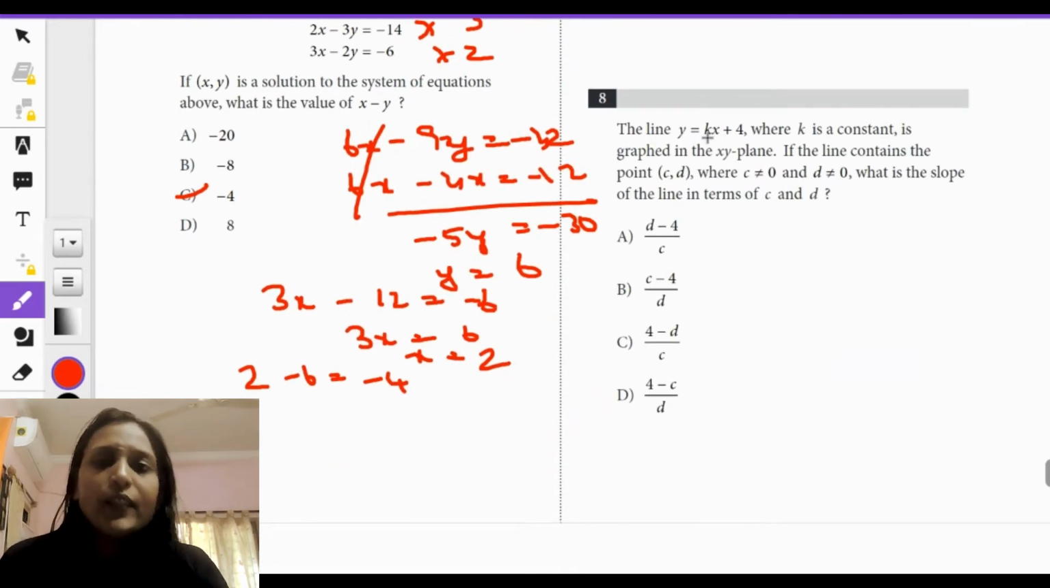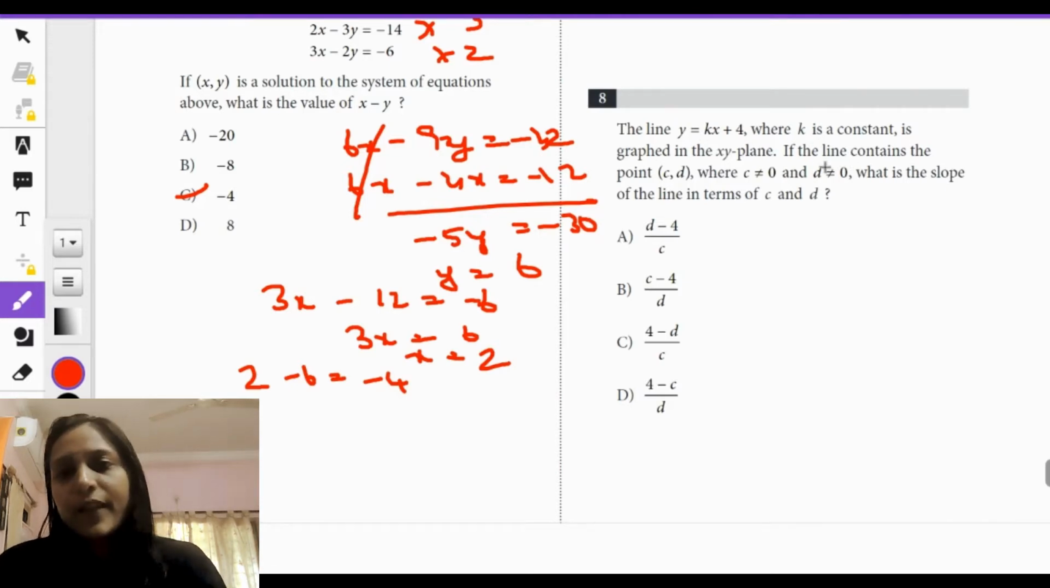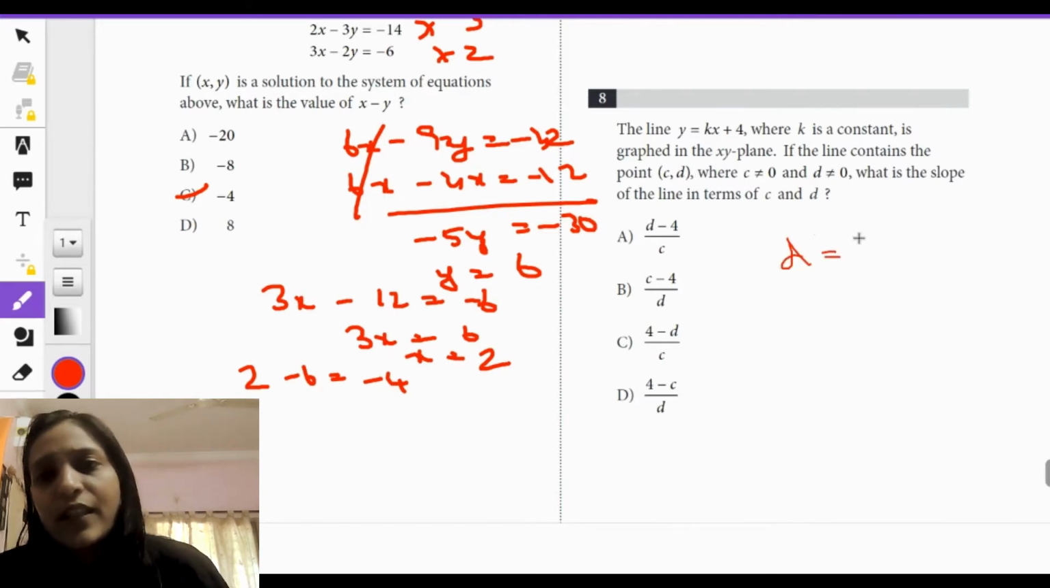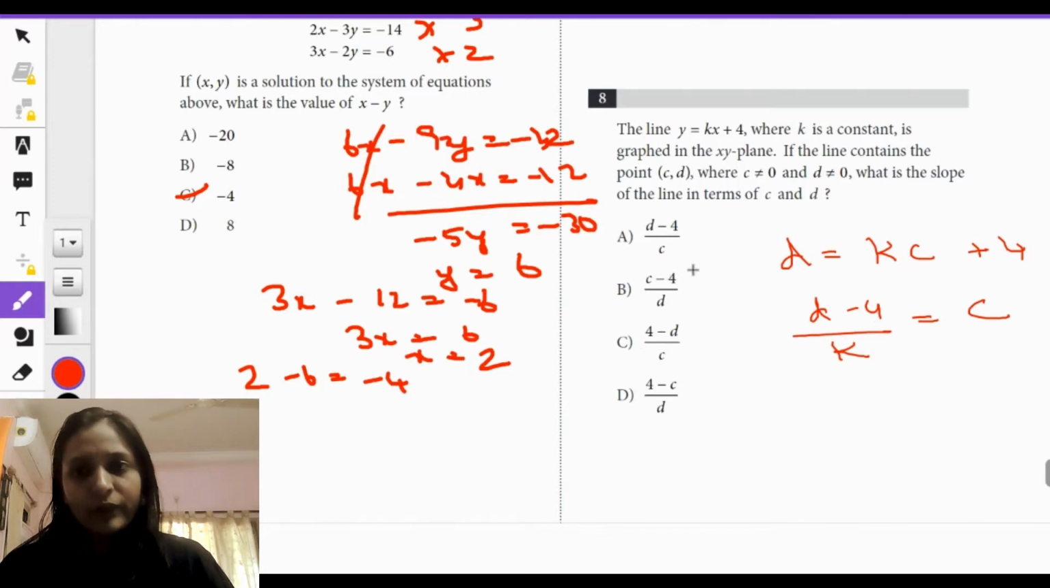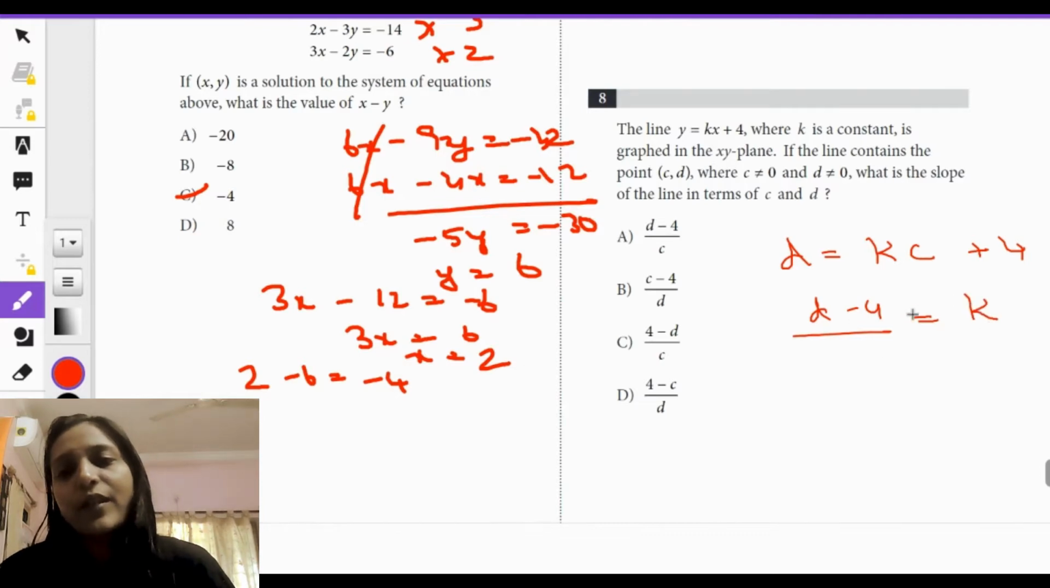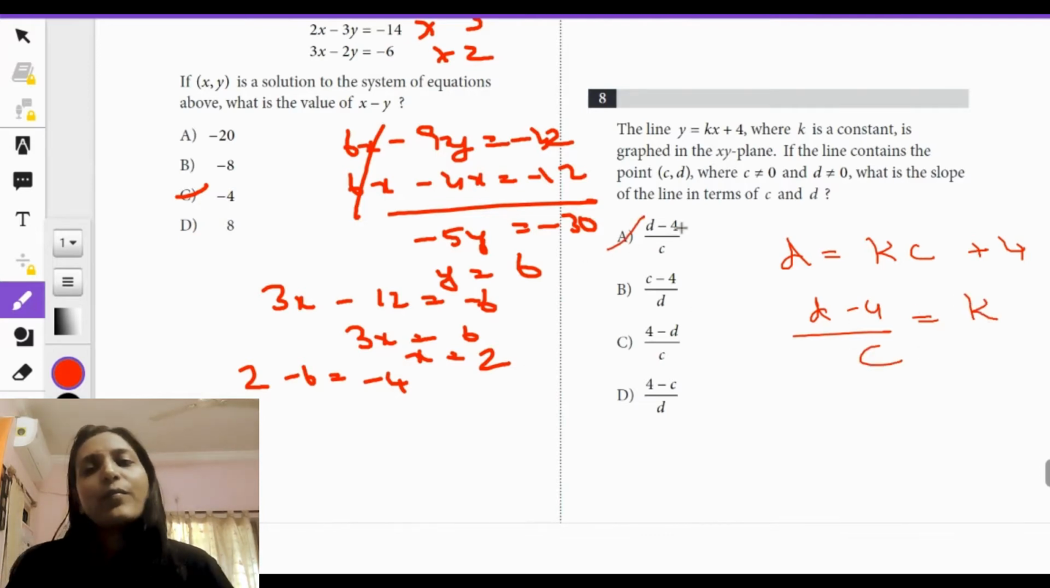Question number 8. The line y is equal to kx plus 4, where k is a constant, is graphed on the xy plane. If the line contains the point (c, d), then what is the slope of the line in terms of this? So if (c, d) lies on this, then we can say d is equal to ck plus 4. So (d minus 4) by k would be equal to c. Oh, sorry. We are looking for the value of k, which is the slope. So k would be equal to (d minus 4) by c. That would be our option number A.